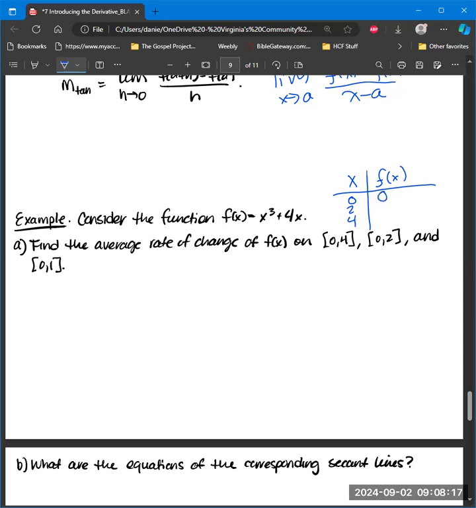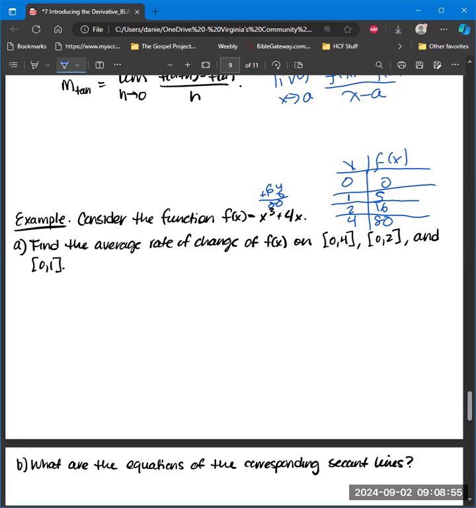If I stick 0 in there, I get 0. 8 plus 8 is 16 for f of 2, and 64 plus 16 is 80 for f of 4. And then I forgot to include 1 here. 1 plus 4 is 5. I've got 0, 0. Like I said, x, f of x.